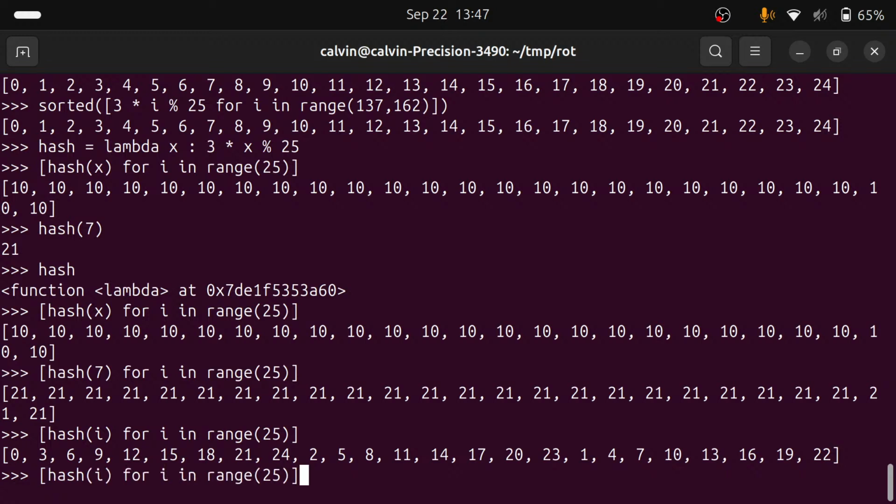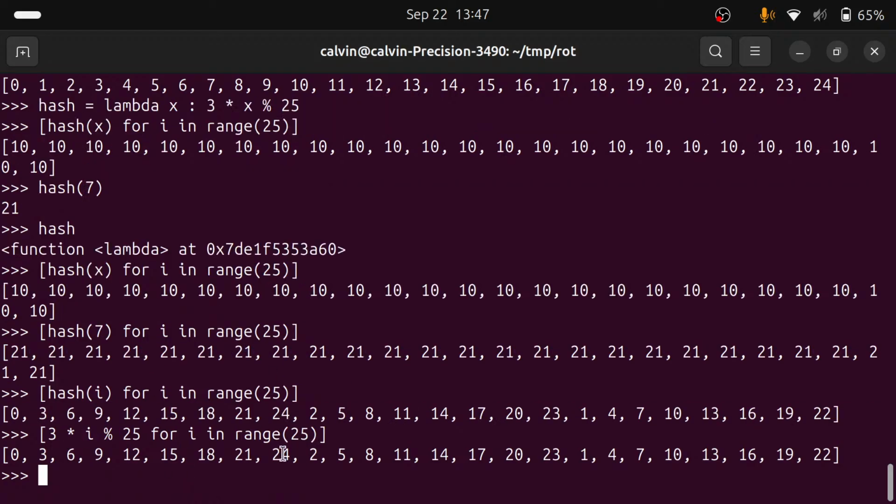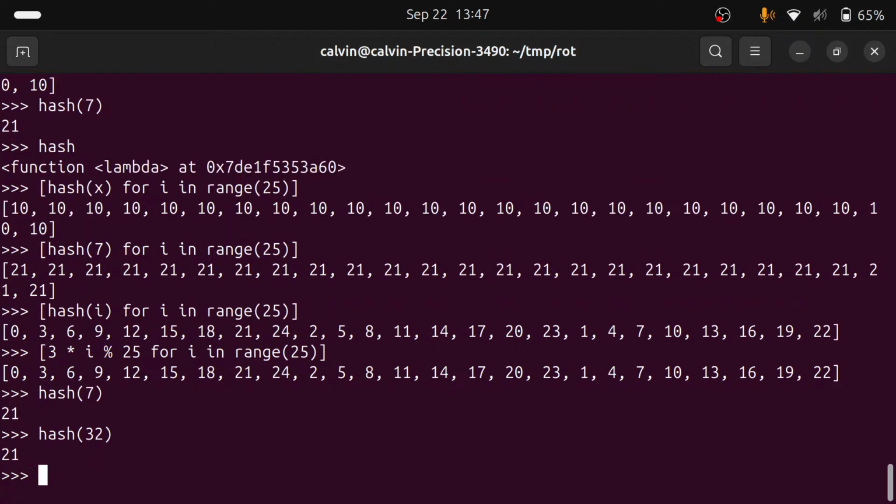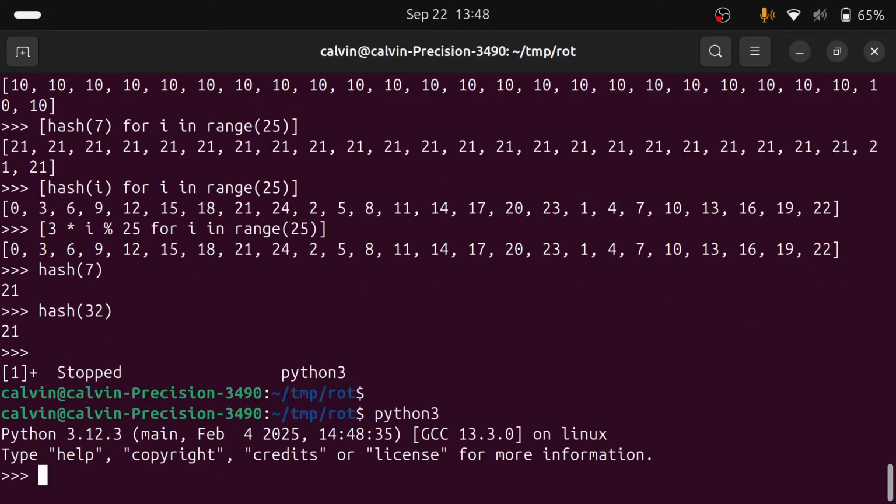Okay, so we can verify that these things are the same. So let's construct a hash collision. I can take the hash of 7, and I can take the hash of presumably 32 and get the same value. So it is possible for there to be two different x values that have the same hash value. And I showed you this previously with the built-in Python hash, which I don't actually know how to get back.